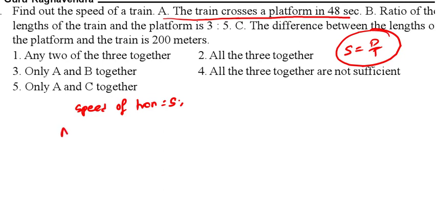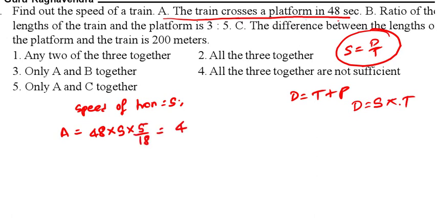What is A? The train crosses a platform in 48 seconds. So distance is equal to train length plus platform length. Distance is equal to speed into time. Now 48 is the time. And what is the speed of the train? It is given in meter per second, 5 by 18. If we calculate that, we are going to get 40 S by 3. This is the first statement. Now this is A.